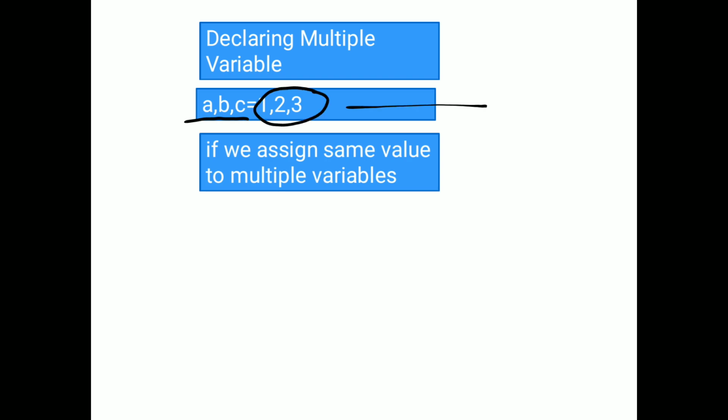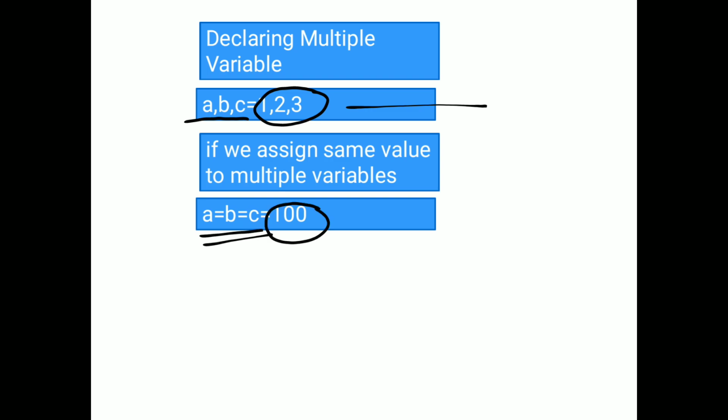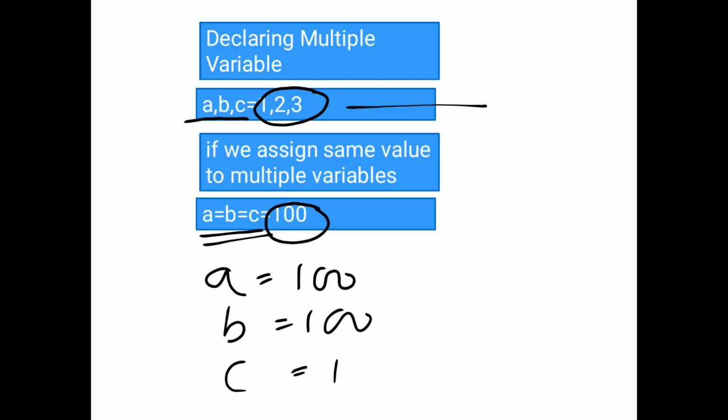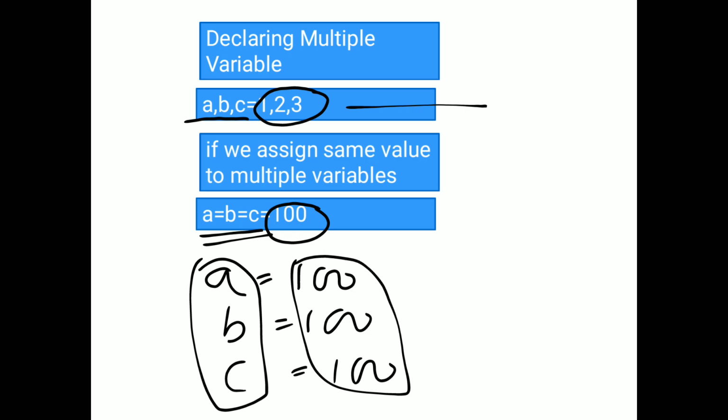but if you want to assign the same value to multiple variables, then we can assign like that: a equals b equals c. So here the value is the same but the variable names are different. First a is assigned 100, b equals 100 and 100 is assigned to c. So here are 3 variables but the same value.